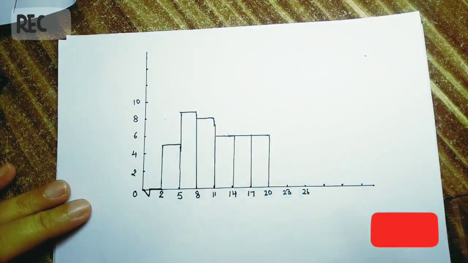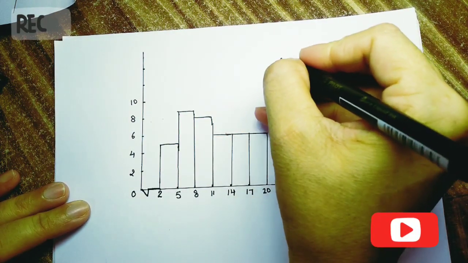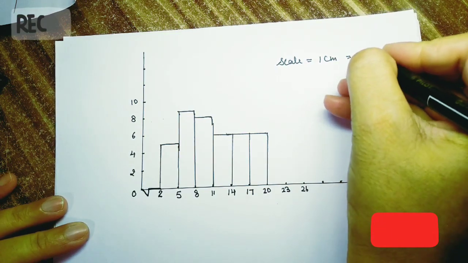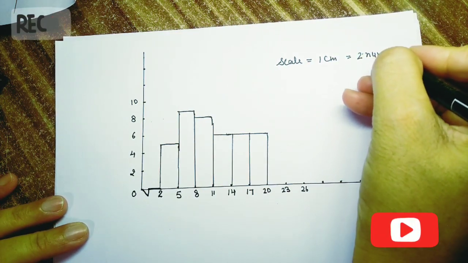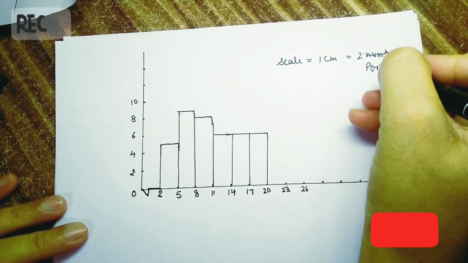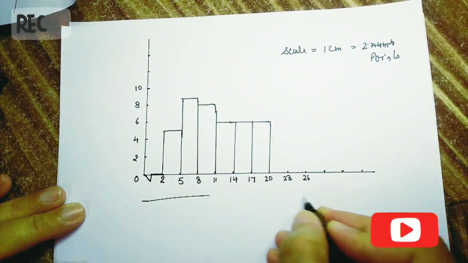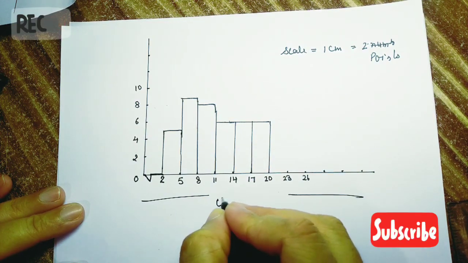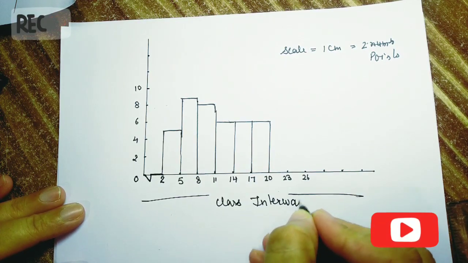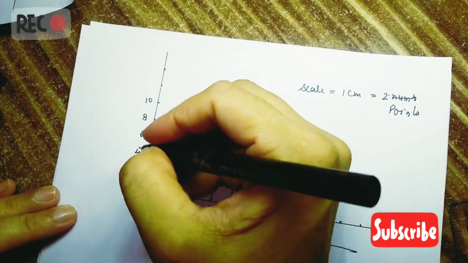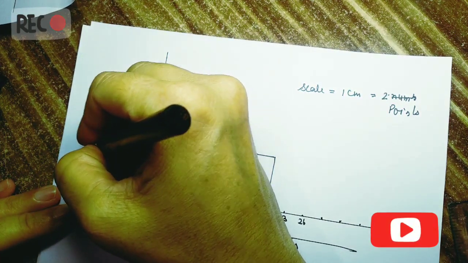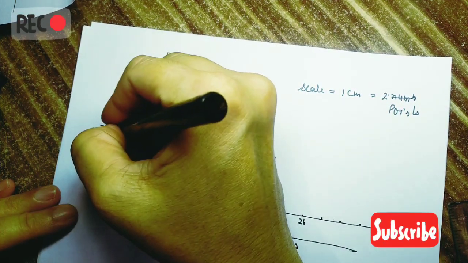Now students, we have drawn the histogram. Scaling we have taken 1 centimeter equals 2 numbers, otherwise 2 points we can see. So this is our scaling, and this shows the class intervals. And this one shows the points.